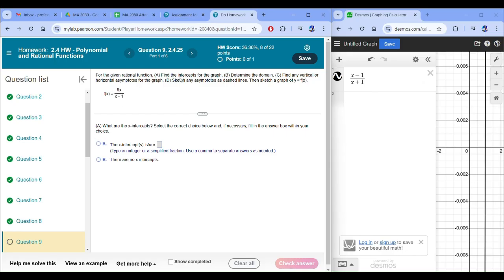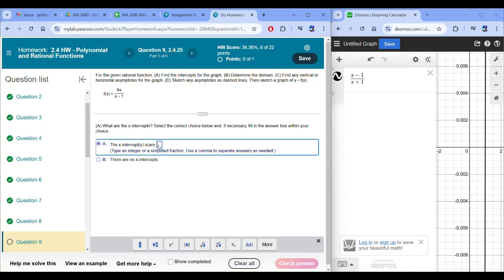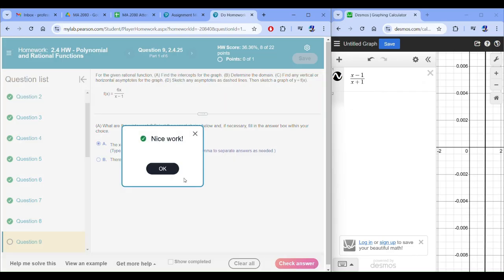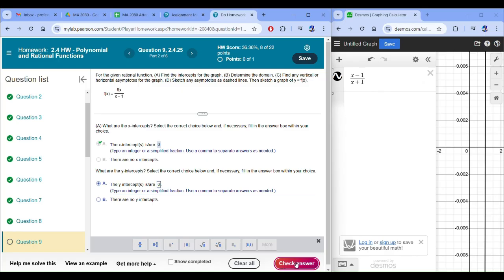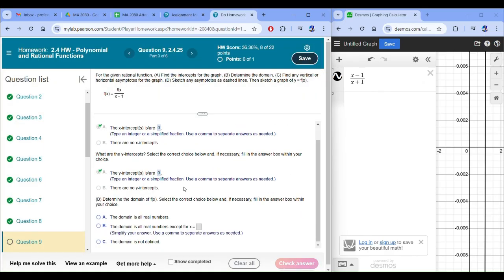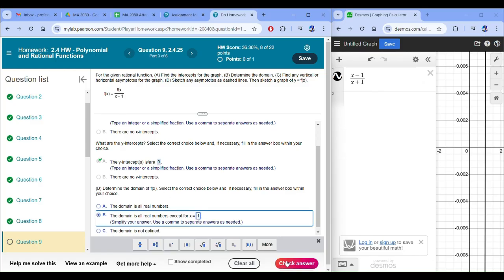So here, find the intercepts for the graph. So when x is equal to 0, that gives me 0. What makes this equal to 0? 0, 0. What are the y-intercepts? The y-intercept is when I plug in 0 for here, that gives me 0. This graph touches 0, 0. Okay, determine the domain of the x, make that equal to 0. That's all real numbers except x is equal to 1.